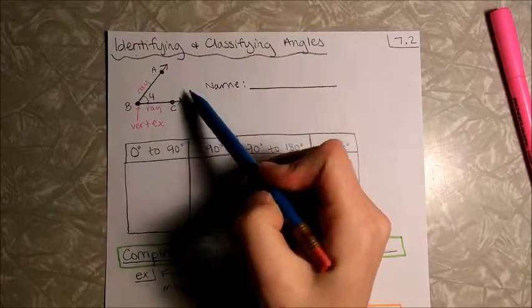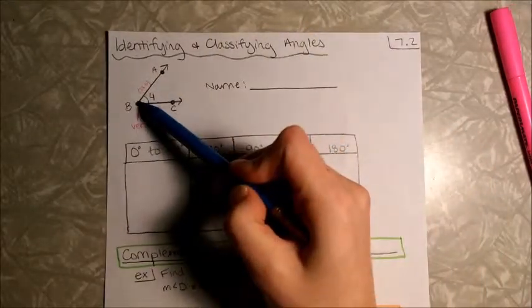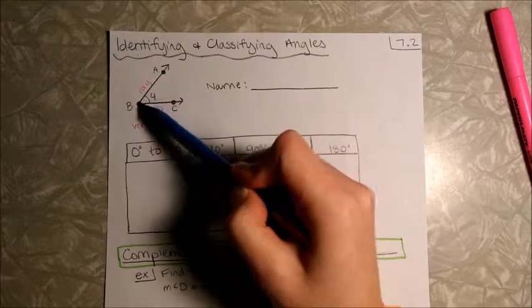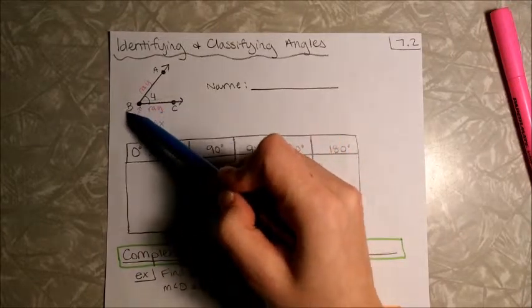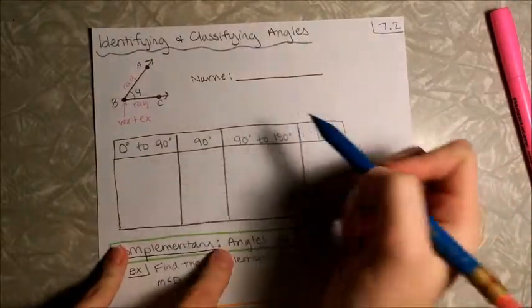So here I drew an angle, angle ABC, or angle 4. Notice an angle is made up of two rays that meet at a vertex. So the vertex here is vertex B. So two rays that meet at a vertex. Alright, now there's two different ways we can name this.